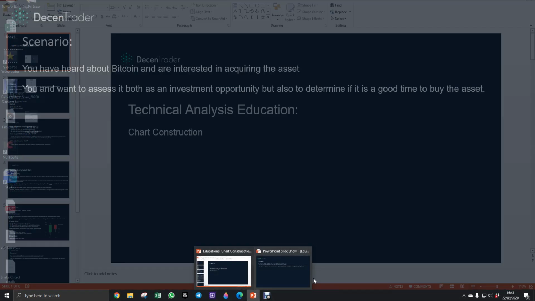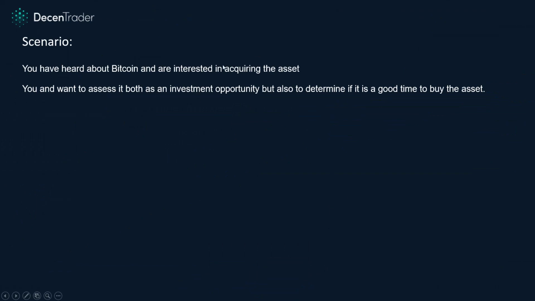So let's go back to the PowerPoint. So we heard about Bitcoin. We were interested in buying it. We wanted to invest in it, and we've decided that we think that it might be nearly a good time to buy the asset. But in our example, we're going to sort of see what happens at 10,000. If it breaks out of that trend, then we might buy in a little bit higher and forego the opportunity cost of buying in potentially at 9,000 or maybe a little bit lower.